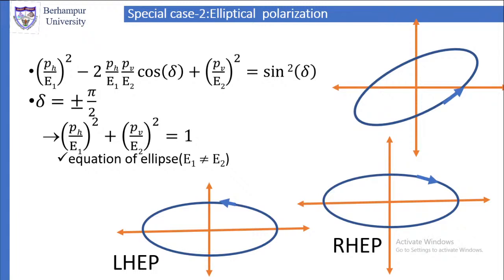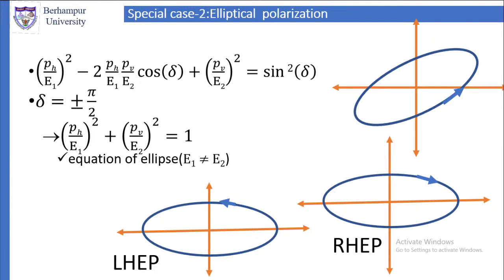In that case, the fingers are for the right hand side. For your right hand, the fingers are curled in a clockwise direction. So therefore, that is called right hand elliptical polarization because it is related to the right hand. With respect to the right hand, we are defining the sense. Therefore, it is called right hand elliptical polarization.